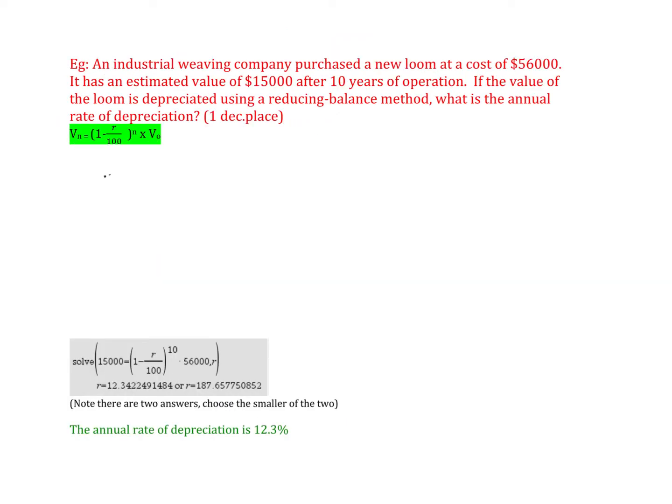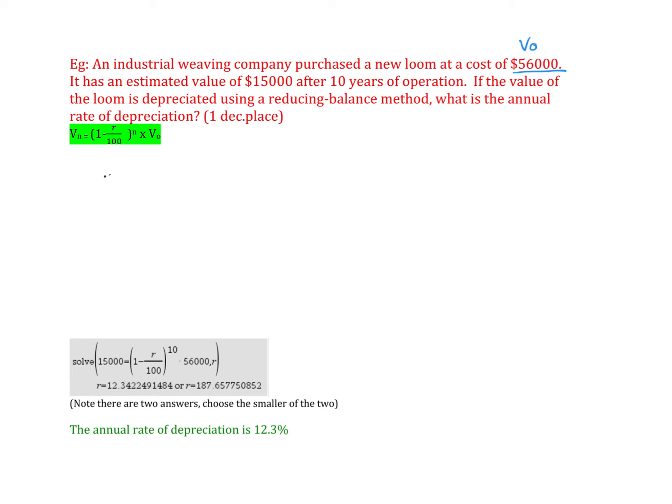All right, the next one: an industrial weaving company purchased a new loom at the cost of $56,000. So obviously you know that's the beginning thing. It doesn't matter if you don't know what the actual things are, you still probably can work around it. But a loom is like an industrial sewing machine, and obviously this is a weaving company, like they make some type of material. So that's what a loom is.